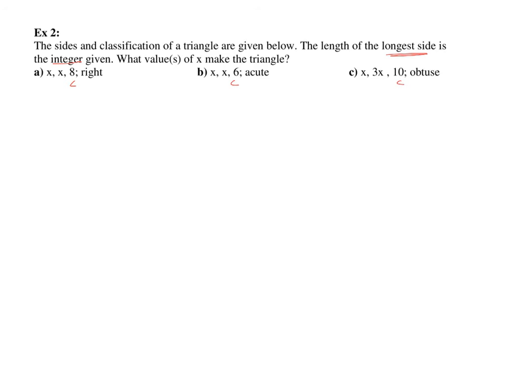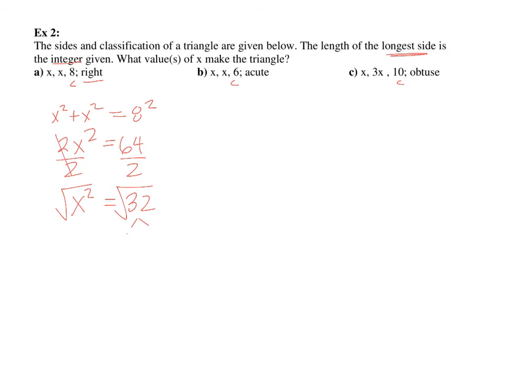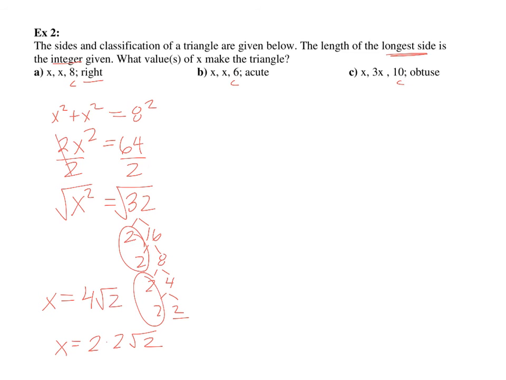Now let's see, what values of x make the triangle? They're telling me it's a right triangle, so I know x squared plus x squared is equal to 8 squared. So now I have 2x squared is equal to 64. Divide by 2. x squared is equal to 32. I'm going to take the square root of both sides. Let's simplify the square root of 32. 2 times 16, 2 times 8, 2 times 4, 2 times 2. Pair of 2's, another pair of 2's. So I pull out one pair of 2's, pull out 2 for the second pair, and I'm left with 1, 2 inside. So I end up with x is equal to 4 square root of 2. Done.